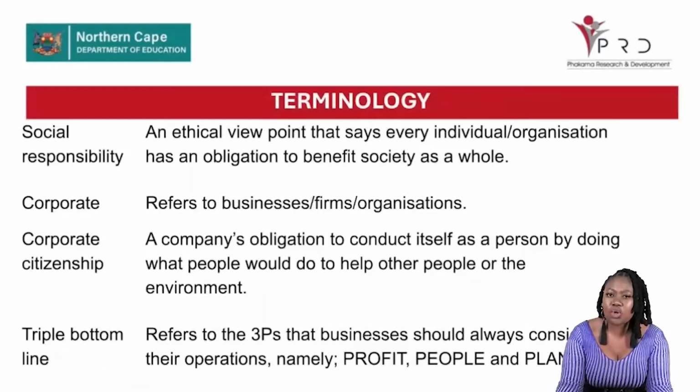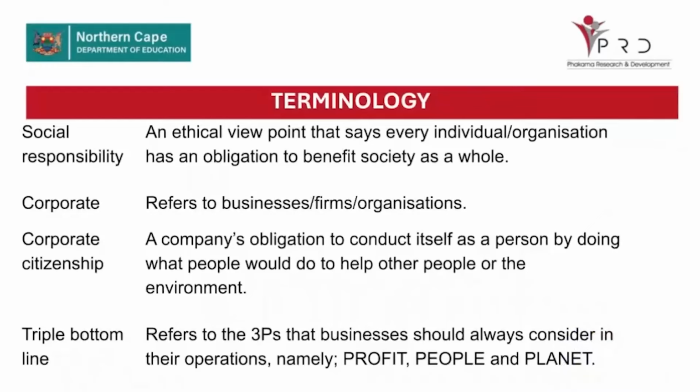Okay, you're also going to come across the word corporate. Okay, so corporate refers to a business, can be an organization or a firm. Okay, corporate citizenship. So corporate citizenship is the company's obligation to conduct itself as a person by doing what people would do to help other people or the environment. Okay, then we have triple bottom line. Triple bottom line refers to the 3 P's, which is profit, people, and the planet. We're also going to be discussing it in detail later.